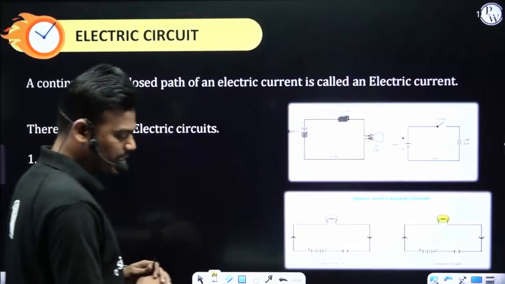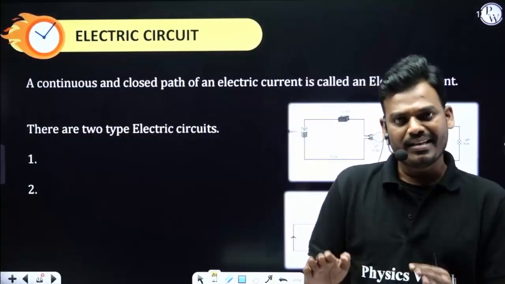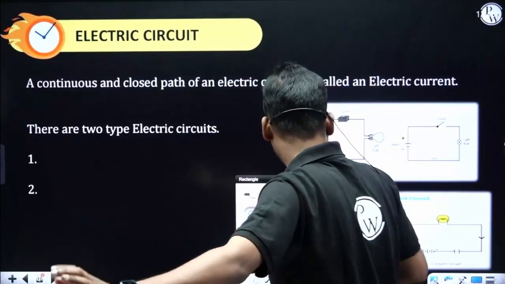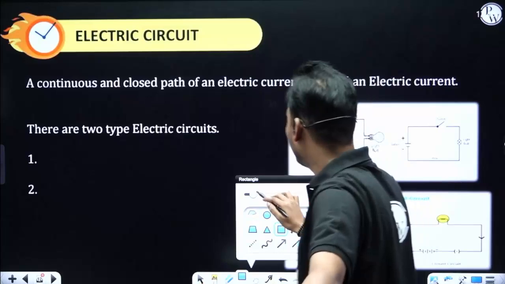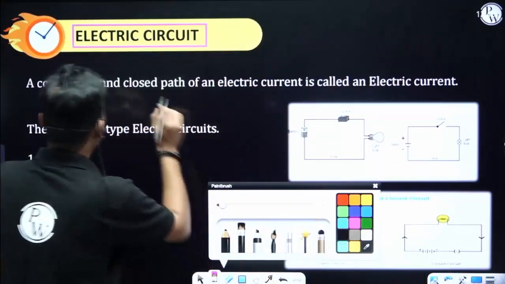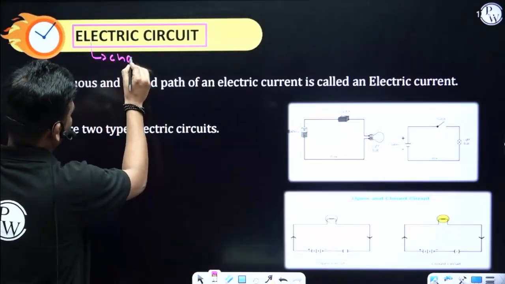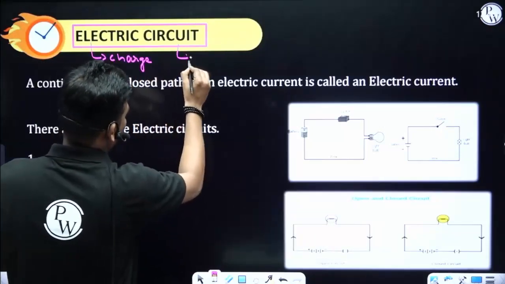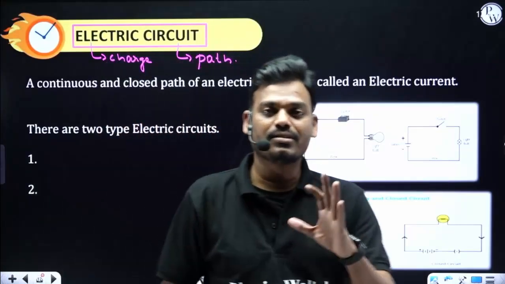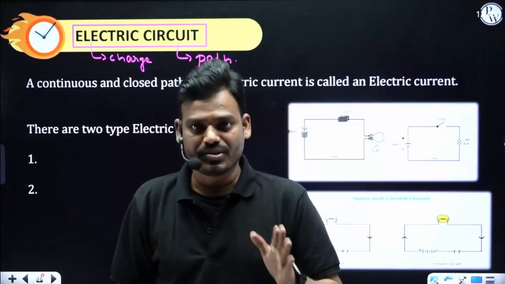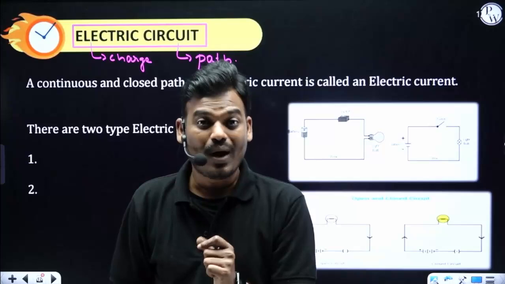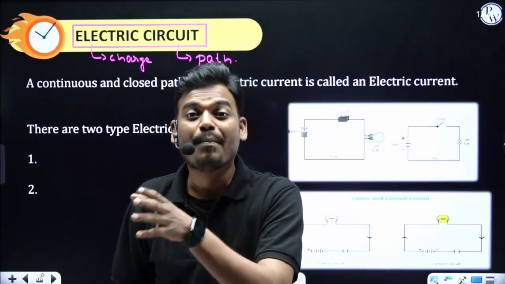Electric circuit. Electric means charge. Circuit means it is the path. Simple. Here you need to understand the heading, then only you will understand in the easiest way. Electric means charge, and circuit means the path, a path for charges. It is just a path, but it should be closed. Why should it be closed? To make it a complete circuit.